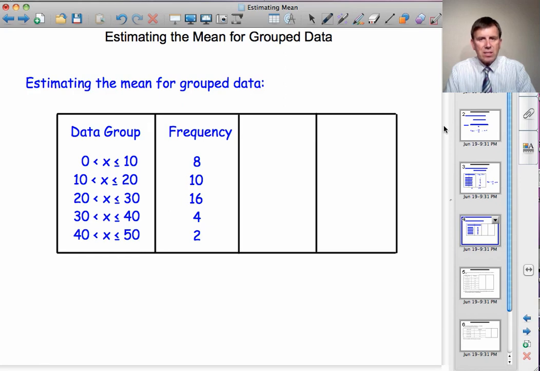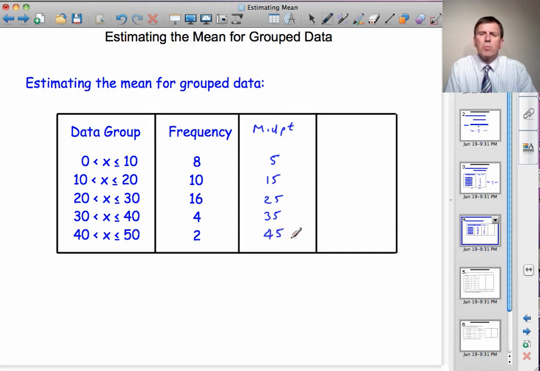But an estimate isn't a guess, and there's a set routine for going through to get an accurate estimate. What we do is we assume those first 8 items are going to average out towards the middle of that group. So we find the midpoint of each group. So let me put here midpoint. So the midpoint of 0 to 10 is 5. The midpoint between 10 and 20 is 15. The midpoint between 20 and 30 is 25. The midpoint between 30 and 40 is 35. And the midpoint between 40 and 50 is 45.